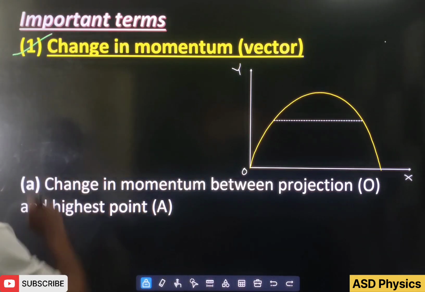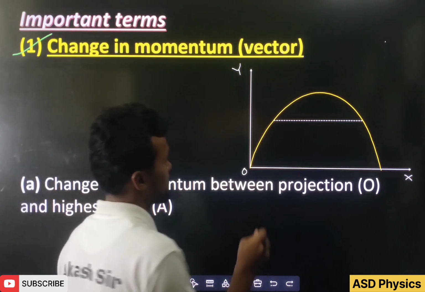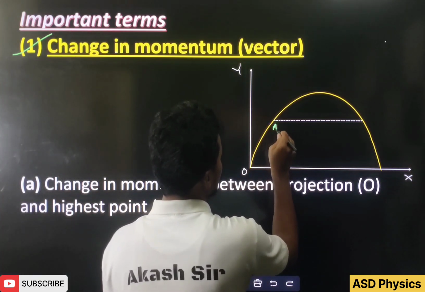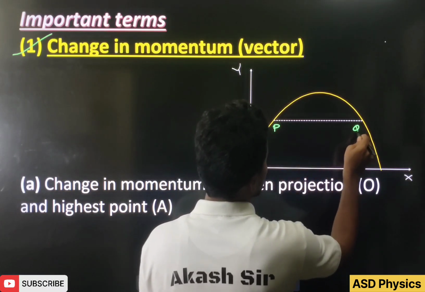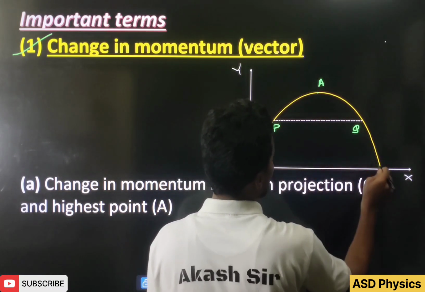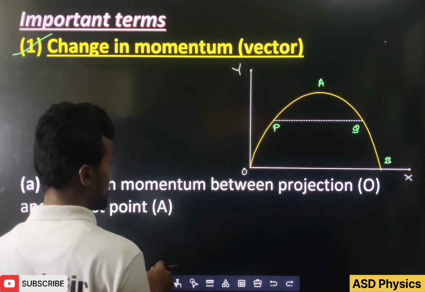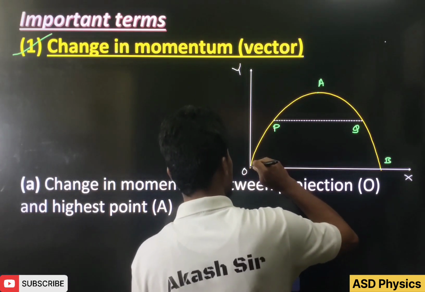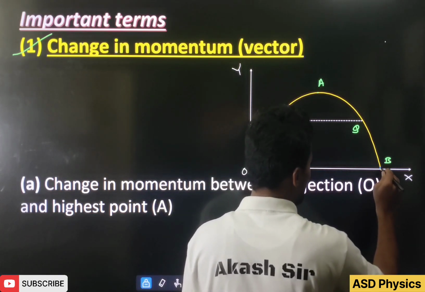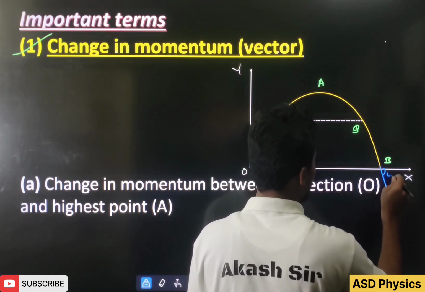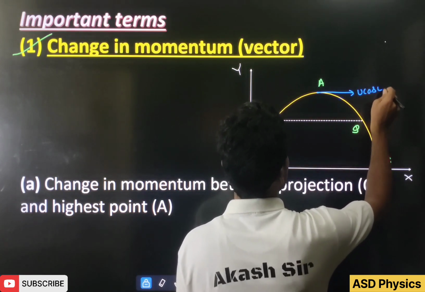Okay, so see here under the important terms, first one, change in momentum, and momentum is which quantity? Vector quantity. Okay, so see, this is O. Let me write here, this is which point? Always the point I used to take here, P. This is Q, here A, and here I used to take B. Okay, so what we are going to do here? First we are going to write the velocities here. So you know very well, see, this is u, angle is theta. Again it will strike with u, angle is theta, is it? And at the highest point, what is here? U cos theta here, is it?